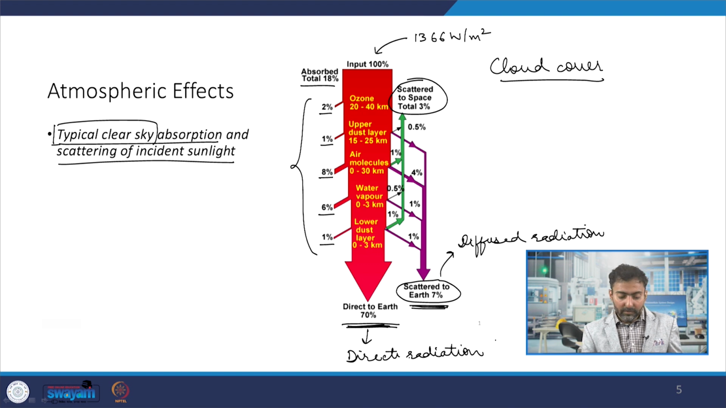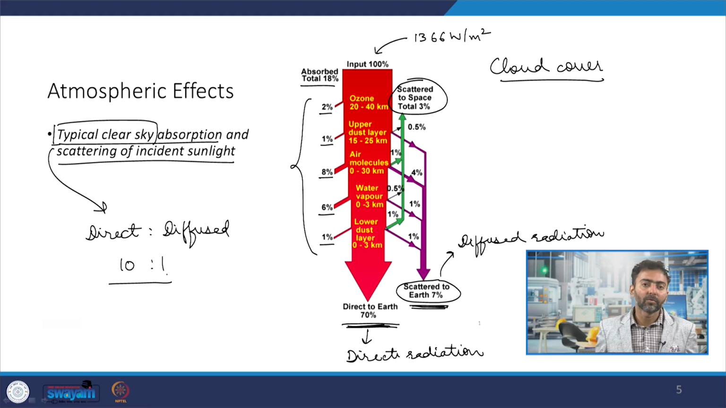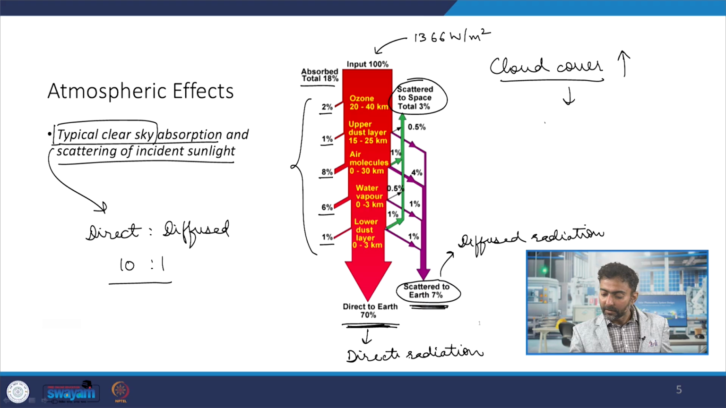Now, under typical clear sky conditions, the ratio of direct to diffused, as you can see in this figure, is 70:7 or 10:1. So roughly that is the ratio of direct to diffused radiation under typical clear sky conditions. But as the cloud cover rises, your direct radiation goes down and diffused increases.